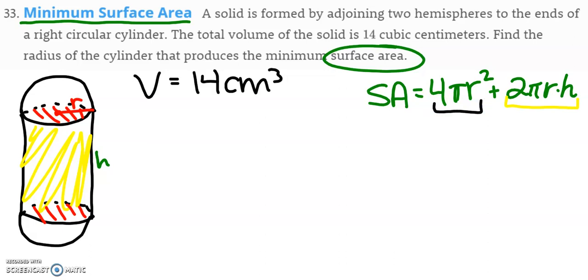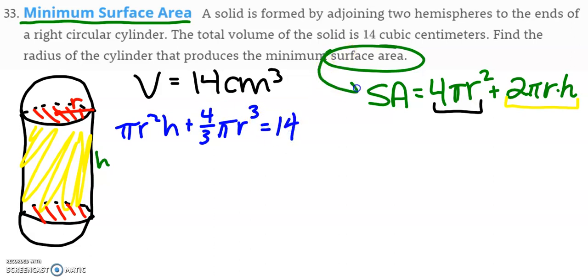All right, so then I'm going to create my helper equation for volume. Well, the volume of a cylinder is pi r squared h plus, again, I have one whole sphere, so the volume of that sphere is 4/3 pi r cubed, and that needs to be equal to 14. This is not the one that's going to get the calculus, but right now I've got r and I've got h that my surface area is dependent on, so I'm going to work with my helper equation to solve for h so that I can substitute h into my surface area.